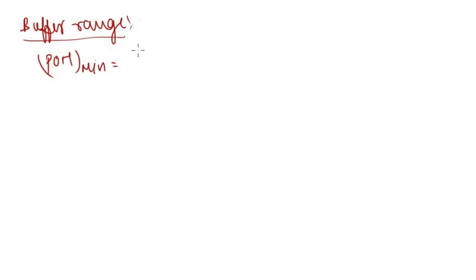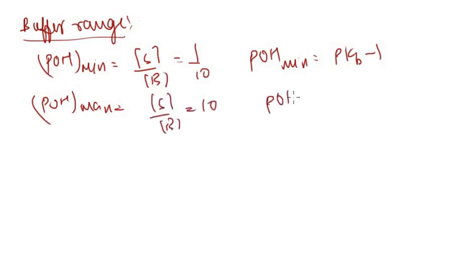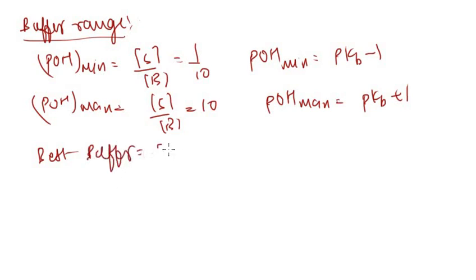So what is the range? That is called the buffer range. What should be the pOH minimum of a buffer solution, or the buffer range? For salt upon base we have seen it is 1 by 10. So pOH minimum should be pKb minus 1, and pOH maximum is when salt upon base equals 10, so pOH maximum equals pKb plus 1. So what is the best buffer? The best buffer is when the concentration of salt upon base is 1, so then pOH equals pKb. So that is the buffer range.